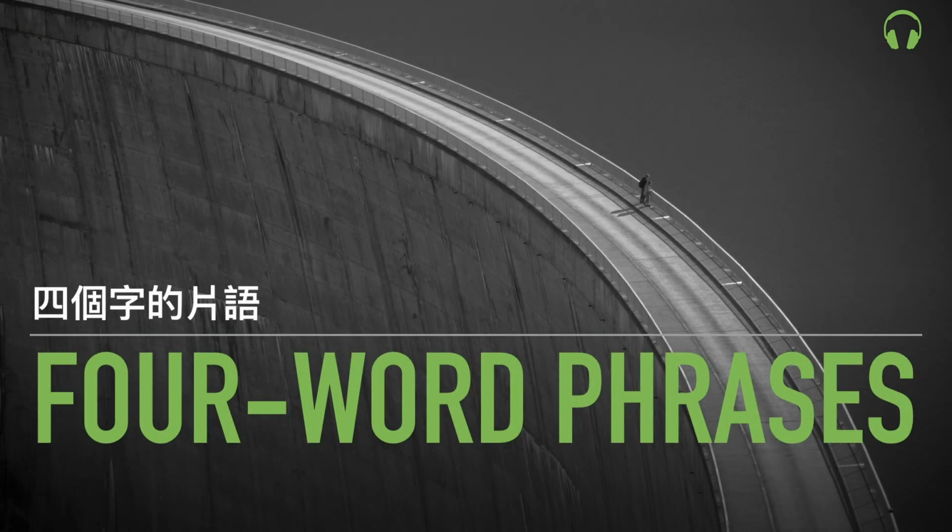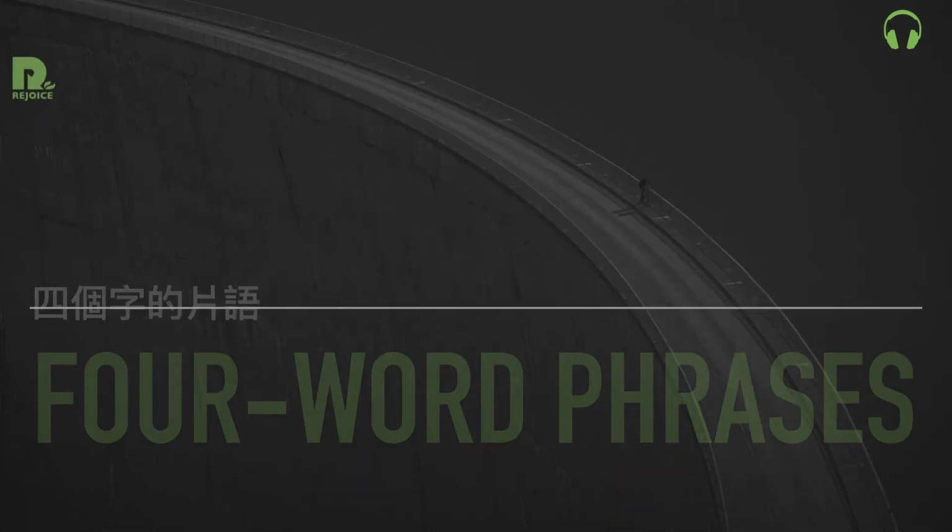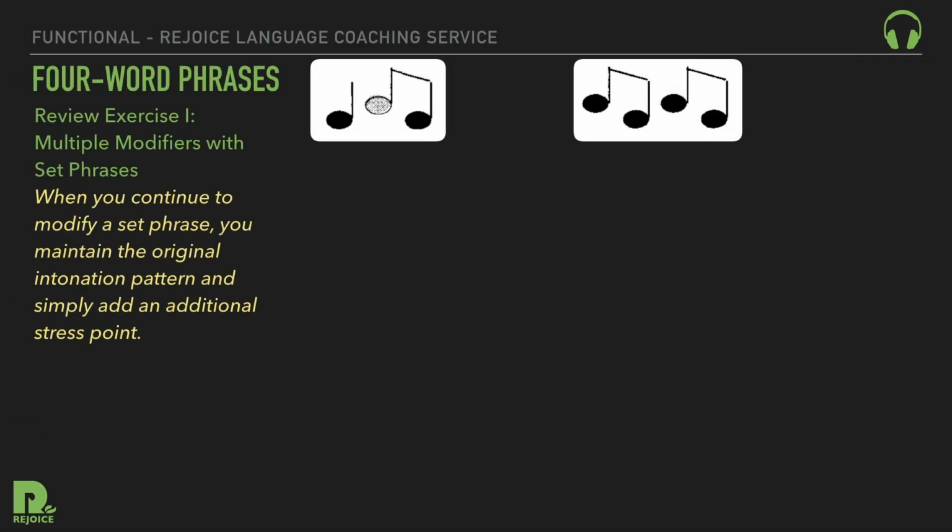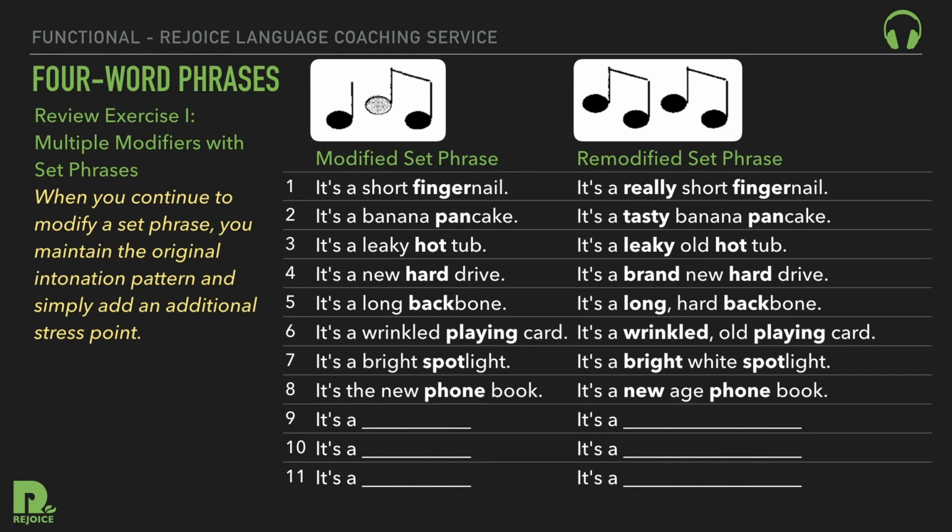Exercise I. Multiple modifiers with set phrases. When you continue to modify a set phrase, you maintain the original intonation pattern and simply add an additional stress point. 1. It's a short fingernail. It's a really short fingernail. 2. It's a banana pancake. It's a tasty banana pancake. 3. It's a leaky hot tub. It's a leaky old hot tub.